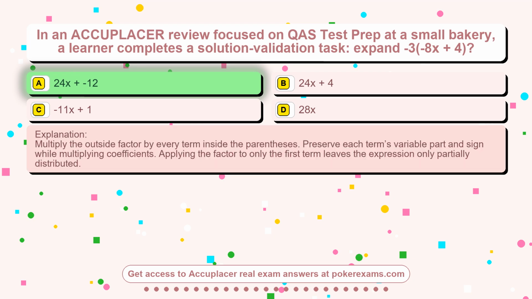Multiply the outside factor by every term inside the parentheses. Preserve each term's variable part and sign while multiplying coefficients. Applying the factor to only the first term leaves the expression only partially distributed.